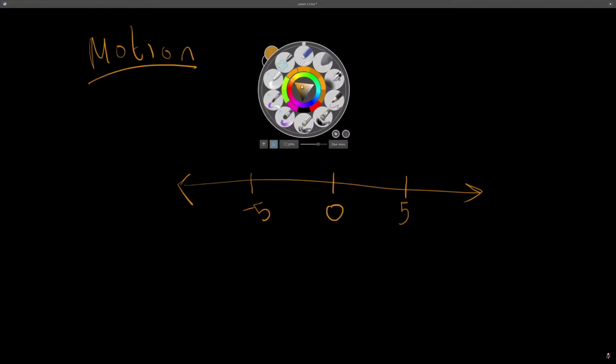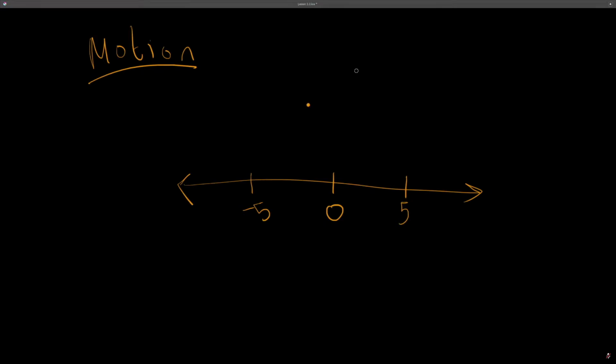Let me change the color. So we have a ball over here. And what can we say about this ball if its position is right here? Well, firstly, we can say that it's at value 0 or position 0. We can also say that it's at the origin, since the origin is the place where all values, or all variables, are equal to 0.